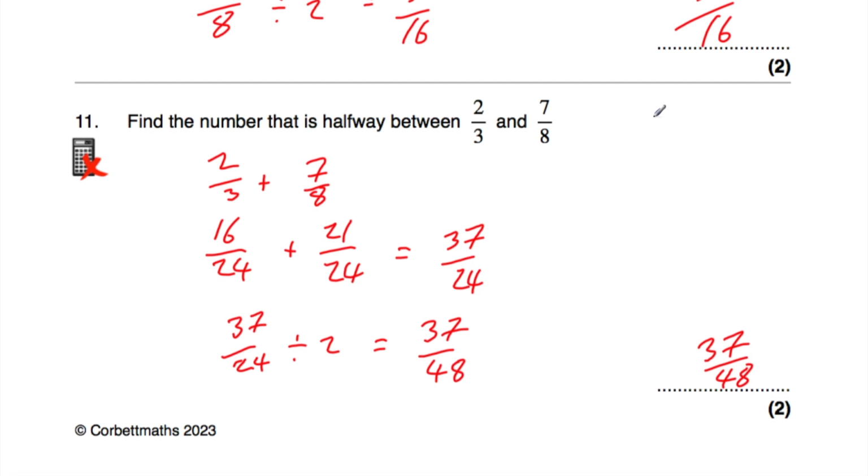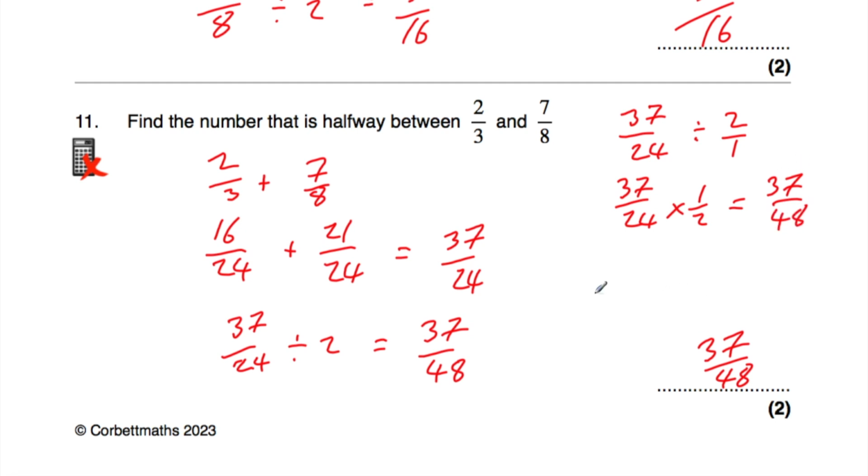And just to show you, if we had 37 over 24, and we divide it by 2, which is the same as 2 over 1, we can multiply by the reciprocal, so we get 37 over 24 multiplied by a half. 37 times 1 is 37, and 24 times 2 is equal to 48. So we would get the 37/48 no matter which way we do it, whether we multiply by a half or whether we just double the denominator.